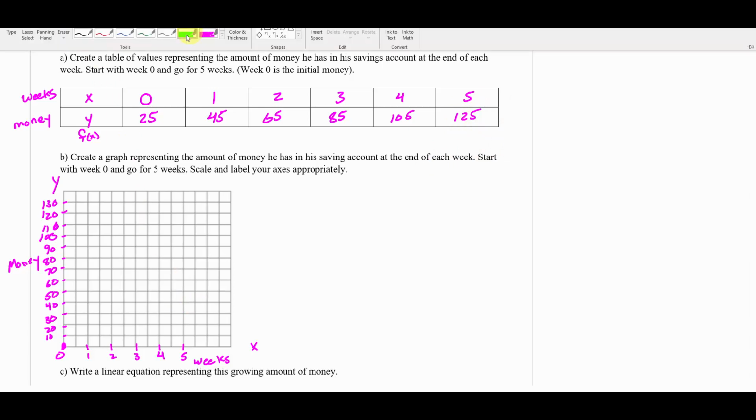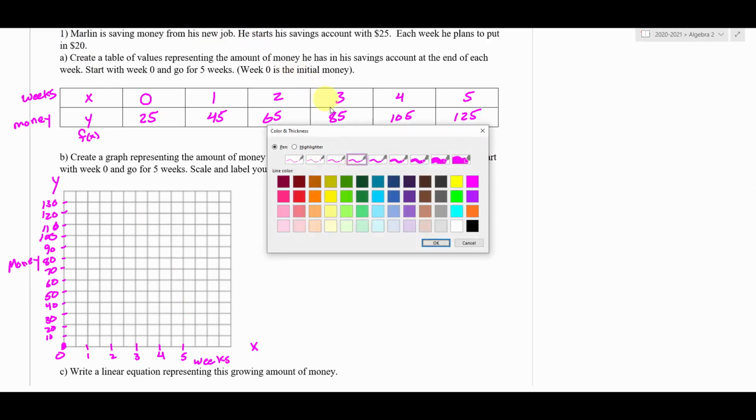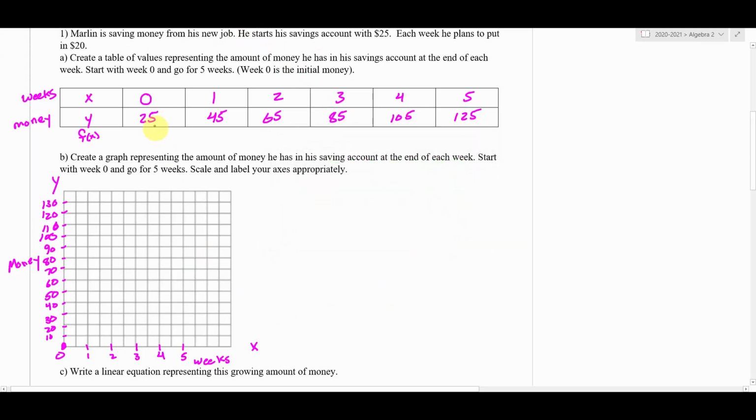Okay, I'm going to grab a different color here. Let's go with green. And we're going to start plotting the points on our table, right? So at week 0, we had $25. So that'll be here in between the 25 and the 30, right? So I'm going to put a point there.